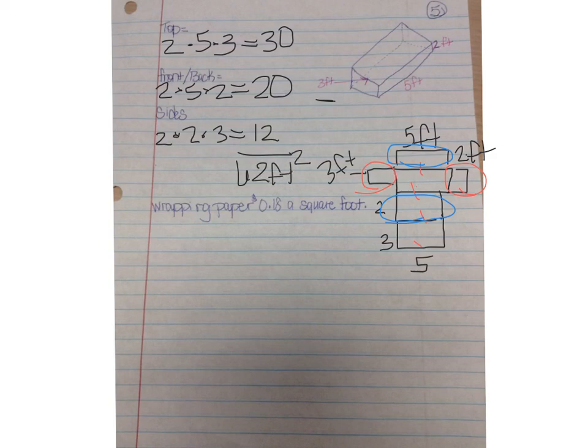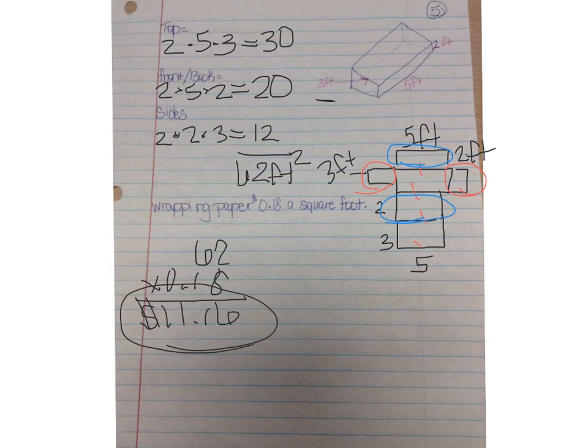squared. Okay? Now, if I wanted to wrap up that Kleenex box and put a gift inside, and I want to put some wrapping paper on it, and wrapping paper is 18 cents per square foot, I'm going to take my 62 and I'm going to multiply it by 0.18. And when I multiply that all out, I get $11.16. And that's how much my wrapping paper that I will use, $11.16 worth.